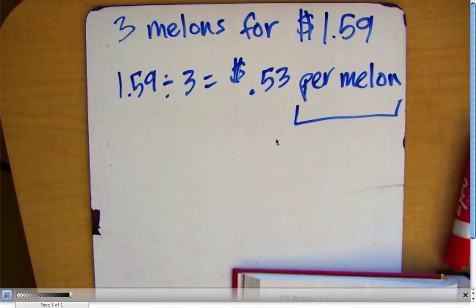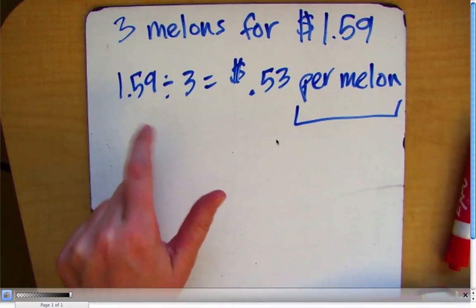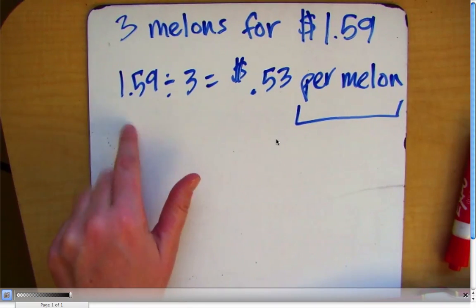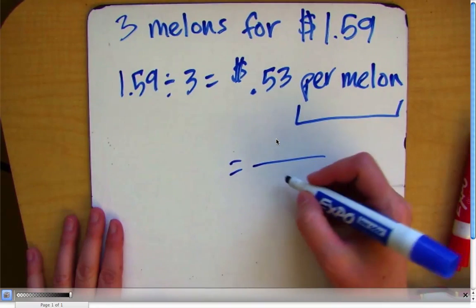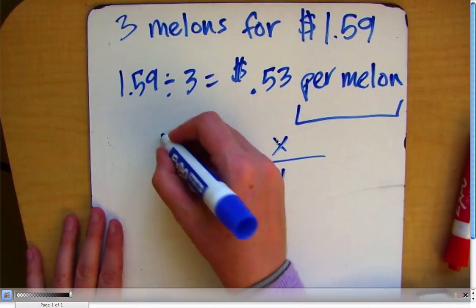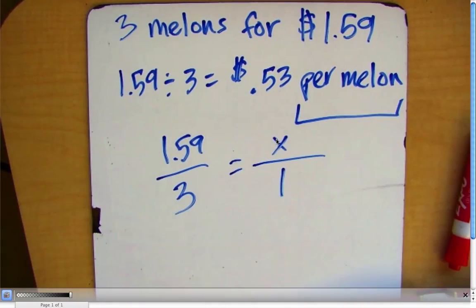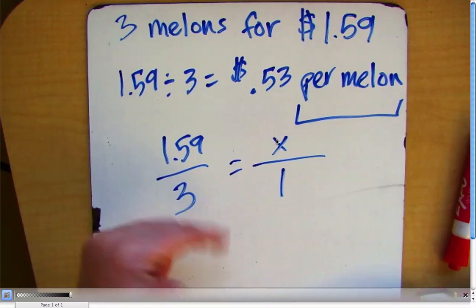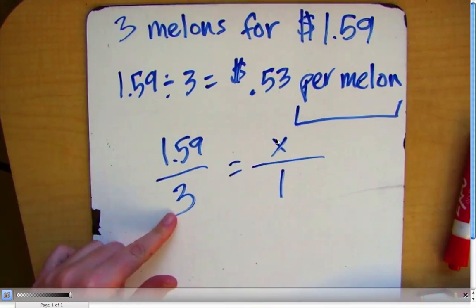Now, the reason you might want to do your proportion is if you weren't sure what to divide by what. Some people get confused and they'll divide the 3 by the $1.59 and mix it up. So that's where it can come in handy to realize I'm looking for 1 melon. So the 3 melon needs to go on the bottom. And the money is going on top because that's money. Money, money, melon, melon. Okay? So that's why jotting down the proportion can help you figure out what's being divided by what. Because remember, the numerator is divided by the denominator.